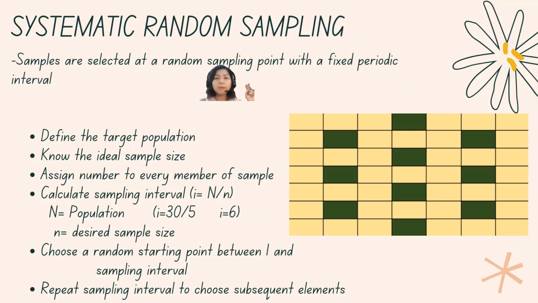Tapos, another question, ma'am, paano ko masasabi na yun yung aking starting point sa aking interval? So, you need to choose between 1 and the sampling interval. Kunwari, your sampling interval is 6, di ba? Sa ating example. So, pipili ka lang kung saan ka ba mag-start. Sa 1, sa 2, sa 3, sa 4, sa 5, or sa 6. It's up to you. Then, repeat sampling interval to choose subsequent elements.